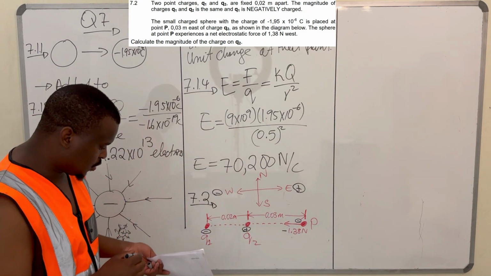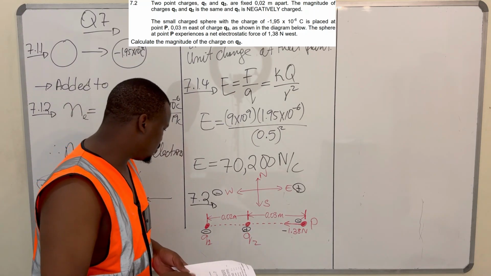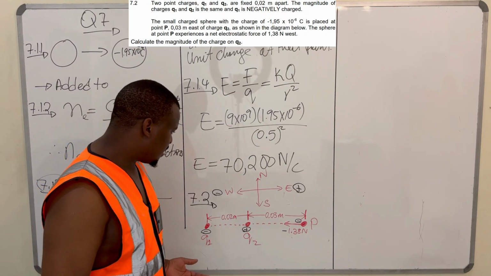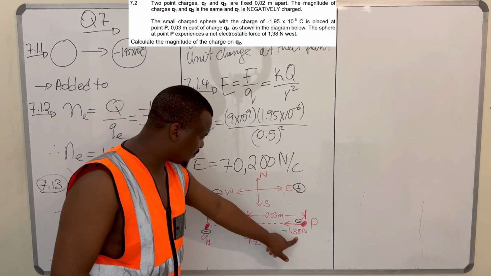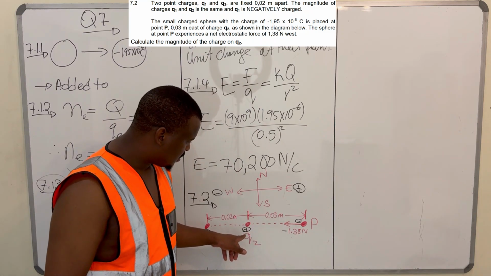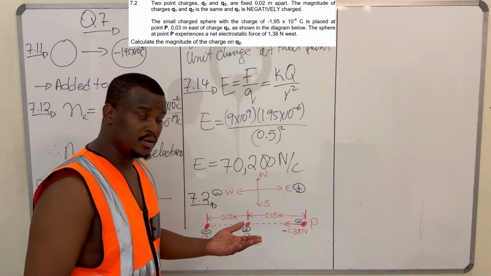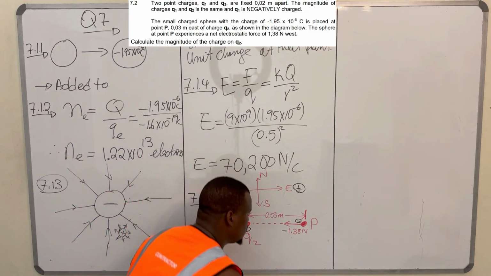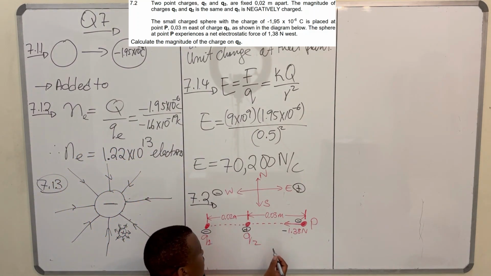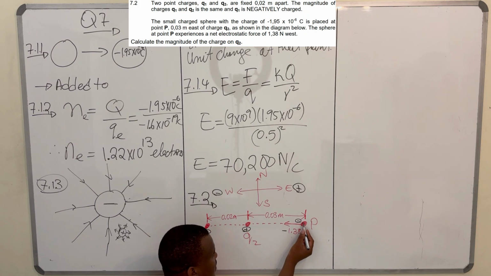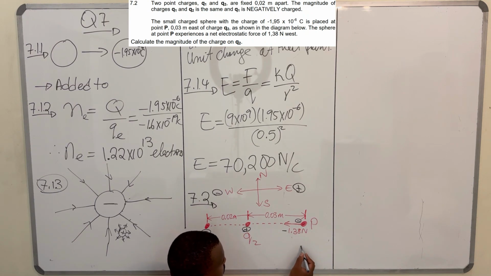Also, another reason you can use is, if the net electrostatic force on this one is on this side, actually, let me draw the free body diagram. So if you are this sphere here, which is sphere P, let's draw its free body diagram.